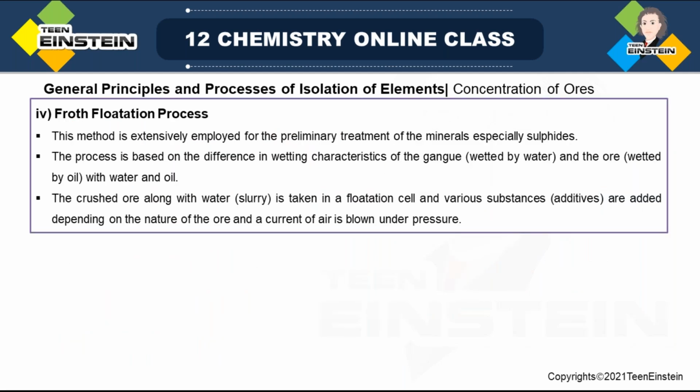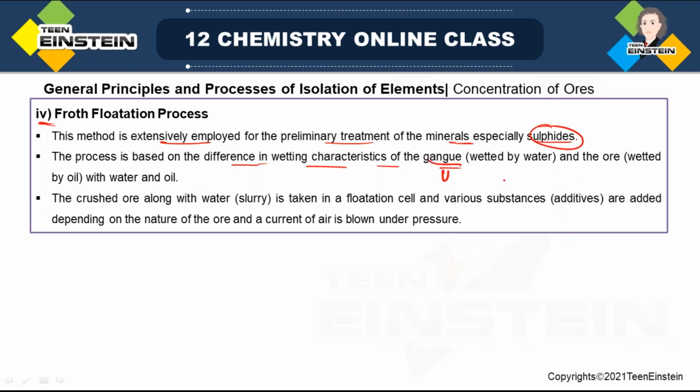The next method, froth flotation process. Number 4. Now this is a very common method, okay? This method is extensively employed for the preliminary treatment of minerals, especially sulfides. So froth flotation process is mainly used for sulfide ore. It is based on what principle? It is based on the principle of difference in wetting characteristic of the gangue and the ore.